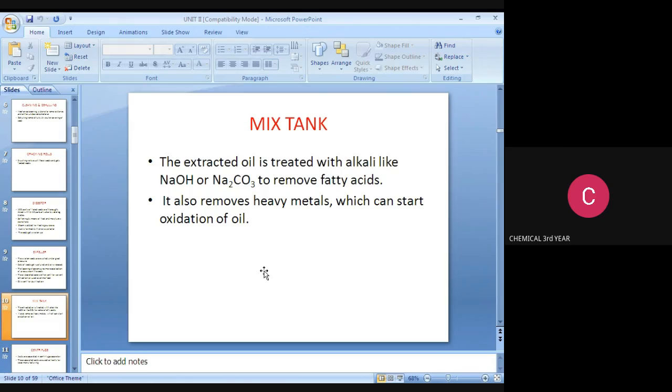It also removes heavy metals which can start oxidation of the oil. The extracted oil is treated with alkali. What alkalis are used? NaOH and Na2CO3. What is the purpose of using alkali in oil treatment? We are removing the fatty acids and also the heavy metals which can start the oxidation of oil.